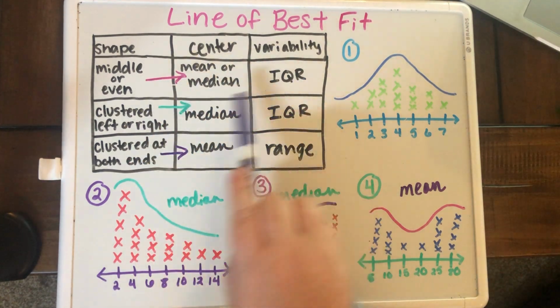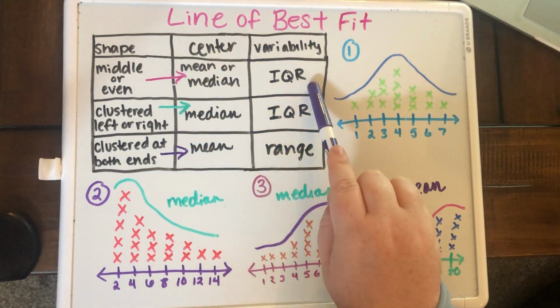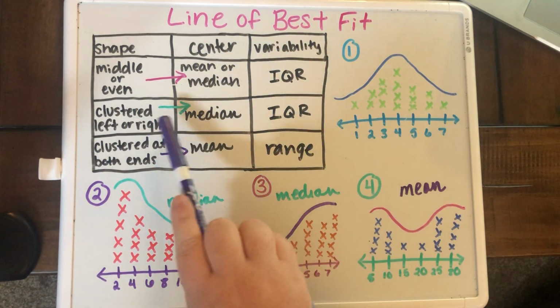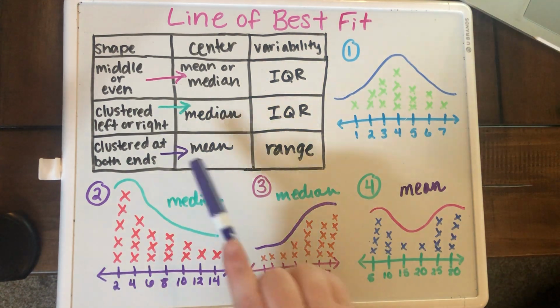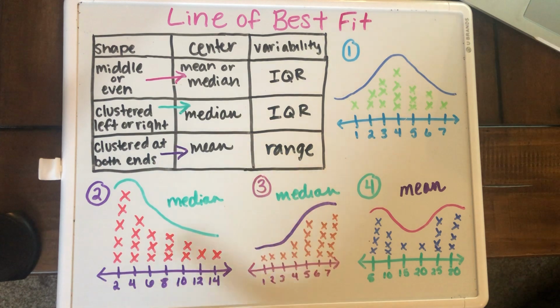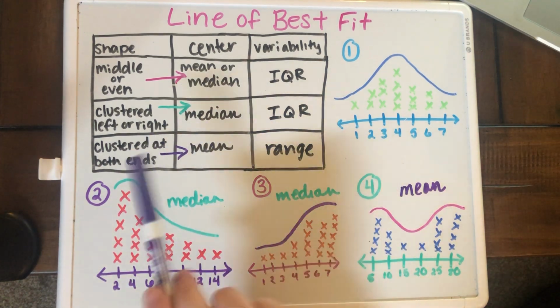It goes straight across. So if it's middle or even, then it's mean or median and IQR, which we'll get to in a second. If it's clustered left or right, it's a median and it's IQR. If it's clustered at both ends, it's going to be mean and it's going to be range, okay? So you follow the line of the chart.